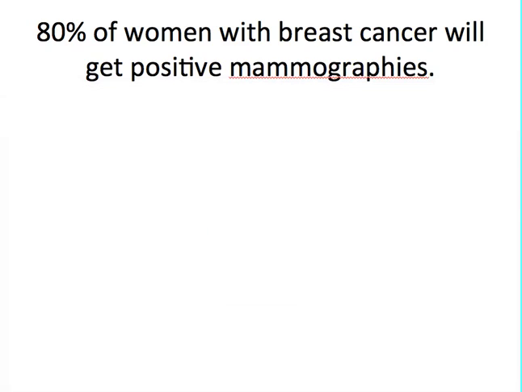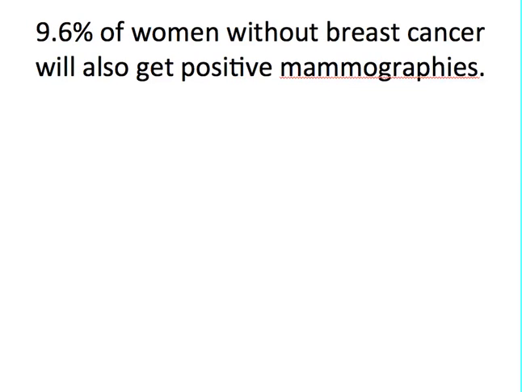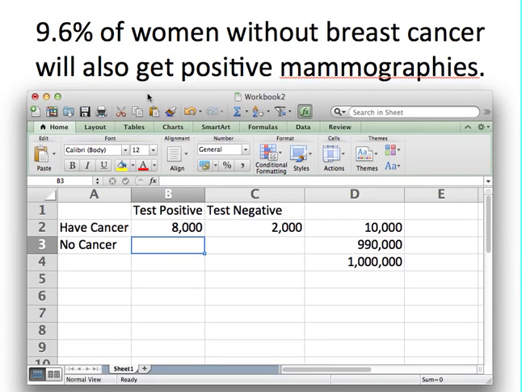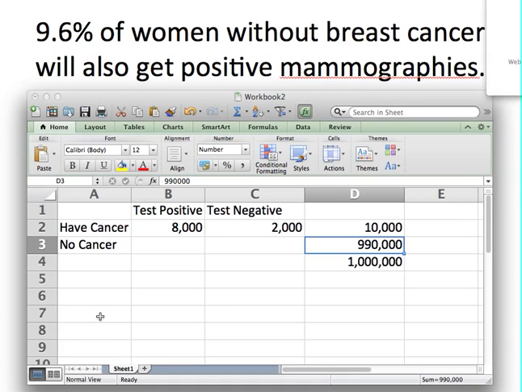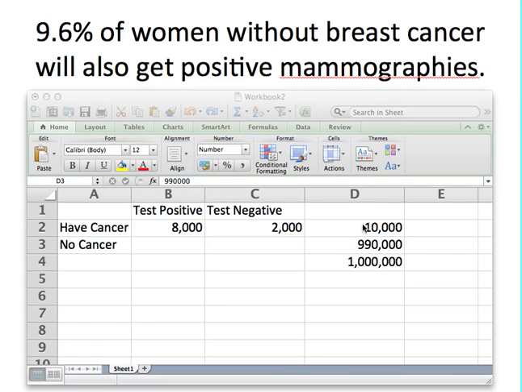So let's do that. There's 9.6% of women who do not have breast cancer. So now we're looking at out of this 990,000, 9.6% of them will also get positive mammographies. Those are our false positives. You don't have cancer, but you're still being told that you do. So what's 9.6% of 990,000? Well, that's more than I can do in my head, so I'm going to go ahead and pull up a calculator here.